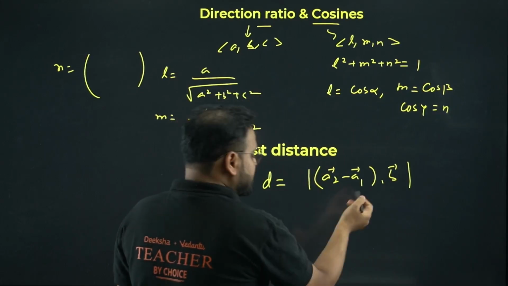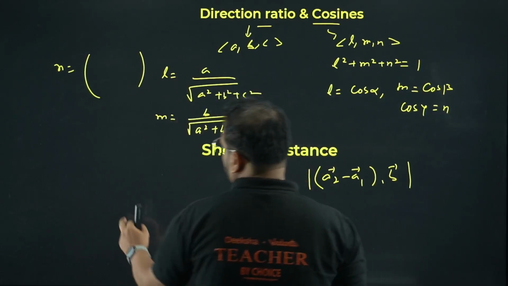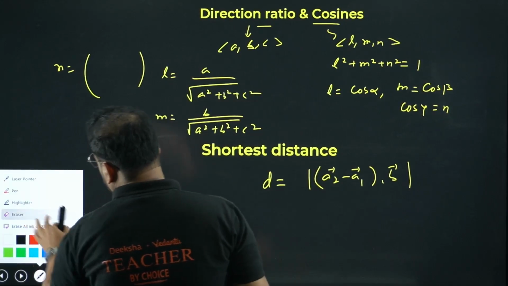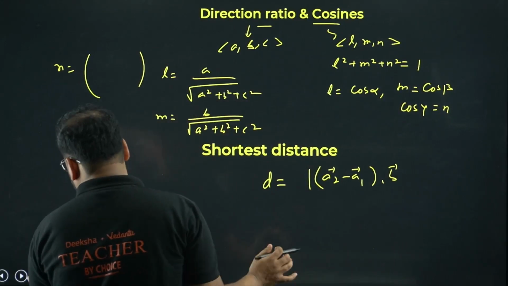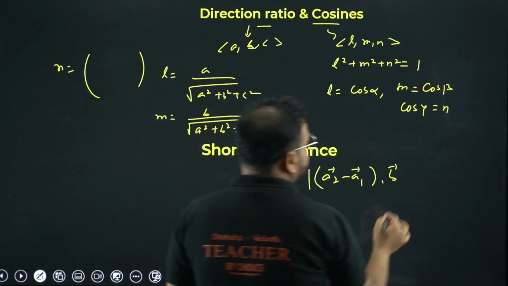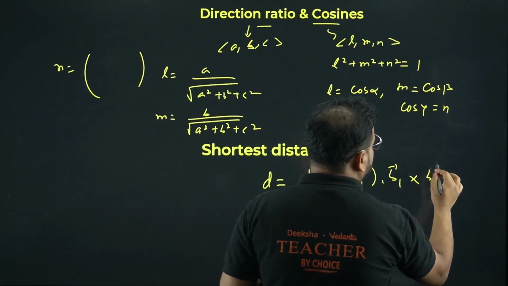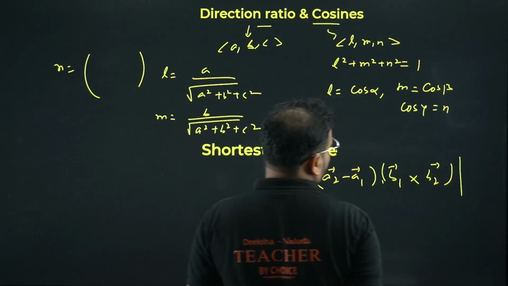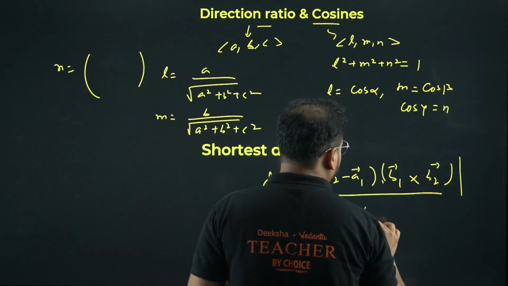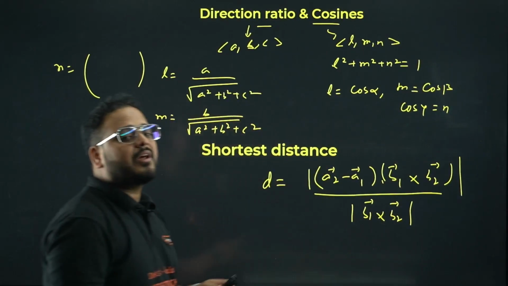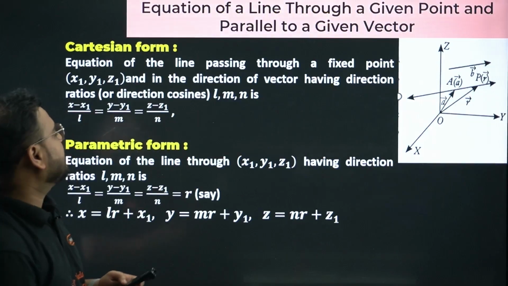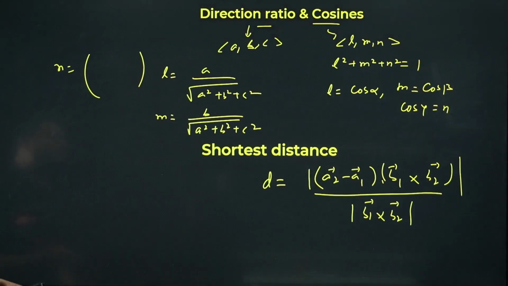If it is given as one vector, write simply B. If it is given as two vectors, you have to write the cross product over there. So let me just do that. If they are given two vectors, then you have to take B1 cross B2. The mod of that is divided by mod of B1 cross B2. That's the formula for shortest distance between two lines in the vector form. Please check.